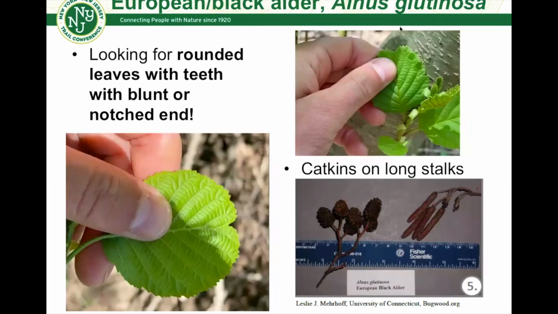I wish I could tell you that the bumpy lenticels and the presence of the catkins was enough to get a firm ID, but there's a couple more things to be on the lookout for to know for sure that you are looking at black alder.